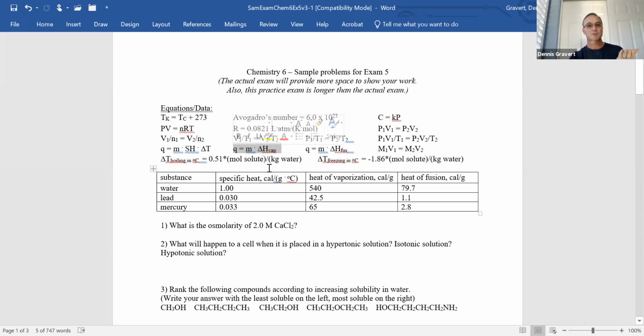Or you can go the opposite way. You can take a liquid and change it to a gas. What's that process called? Boiling. Yeah. And when something boils, the temperature does not change. That's why there's no delta T in this equation.